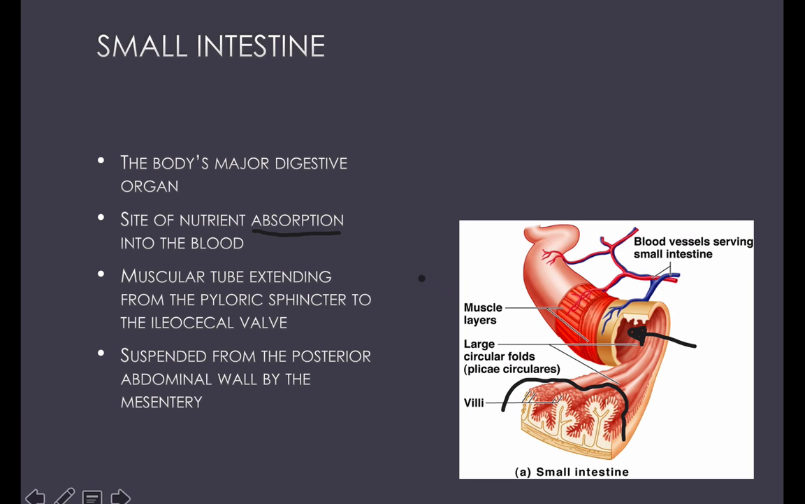absorption of nutrients. So the small intestine is just a muscular tube that extends from the pyloric sphincter, which is that base part of your stomach, and then it goes into the ileocecal valve. And it is suspended from the posterior abdominal wall by the mesentery tissue.